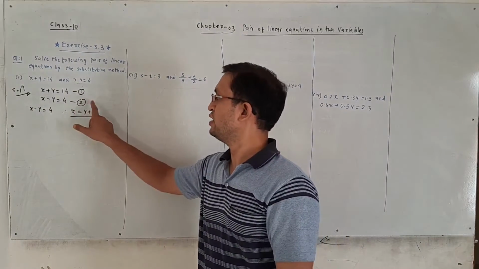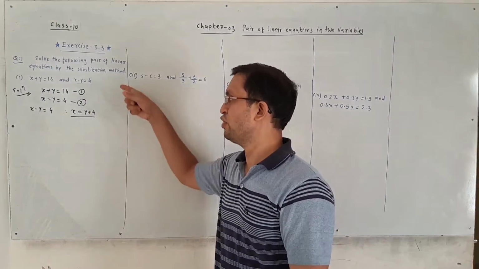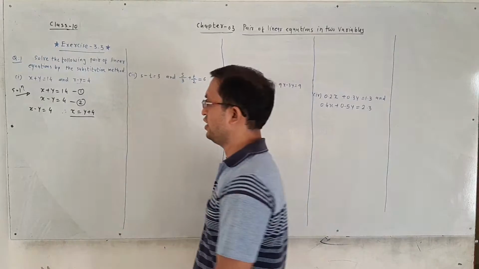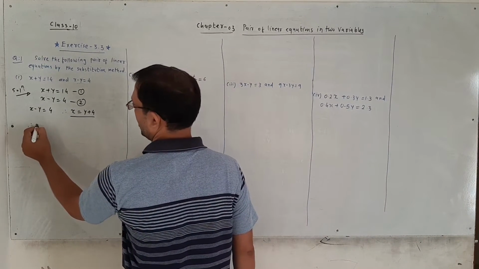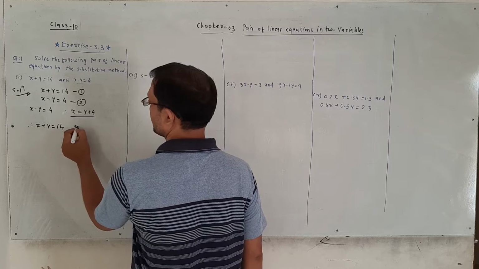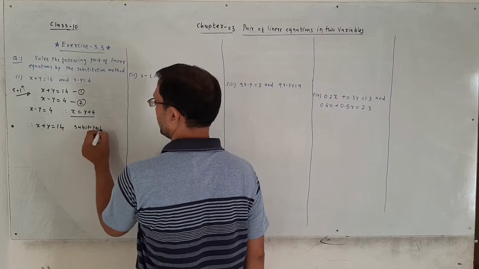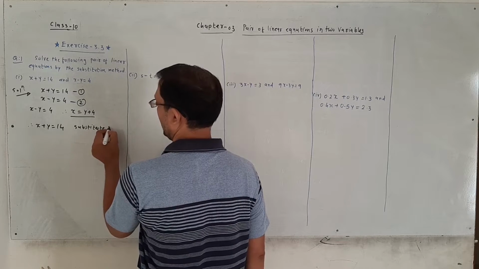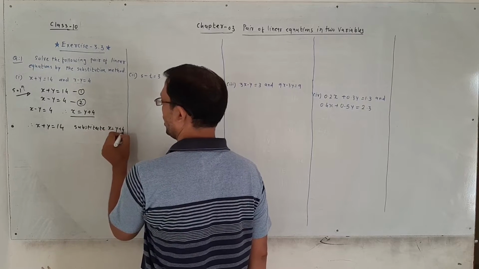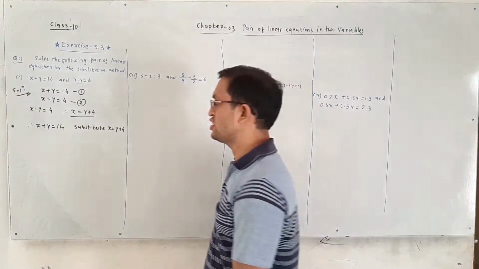We found the value of x from the second equation, so we will substitute this value in the first equation. So therefore x plus y is equal to 14. Substitute x is equal to y plus 4 in equation 1. In place of x we will put the value y plus 4.